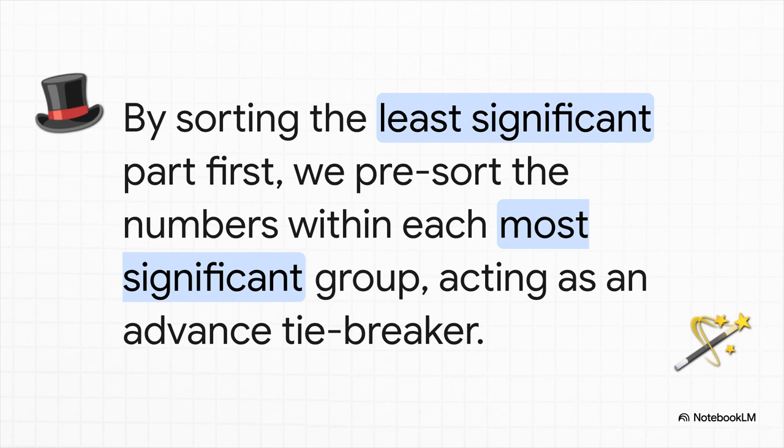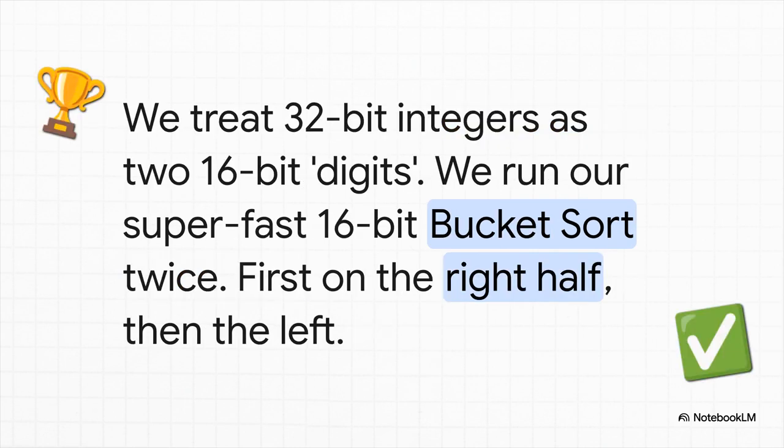But, and this is the kicker, because bucket sort is stable, they stay in the relative order we just gave them. 12 stays before 19. We basically pre-sorted each little group before we even grouped them. It's so clever. And this idea scales up beautifully to solve our original interview problem.